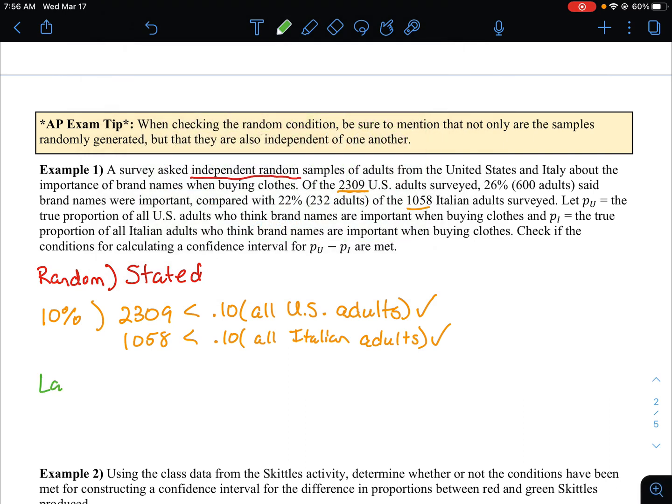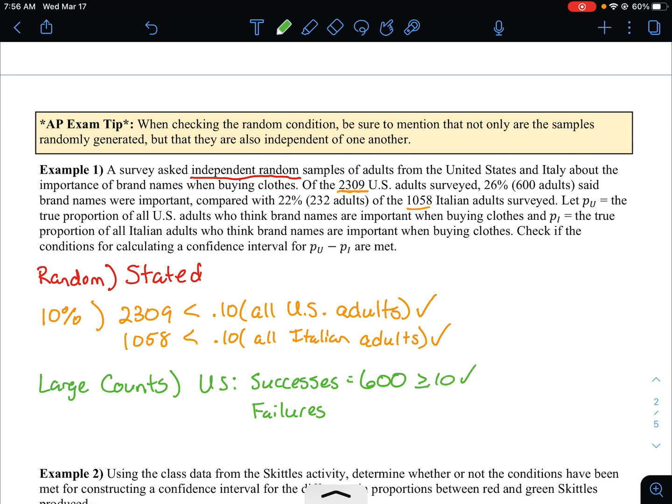And then lastly, our large counts condition. Okay. We see that we have 600 adults. So for US, successes was equal to 600, which is greater than or equal to 10. And then failures would have been the remaining 1709, which is obviously at least 10.